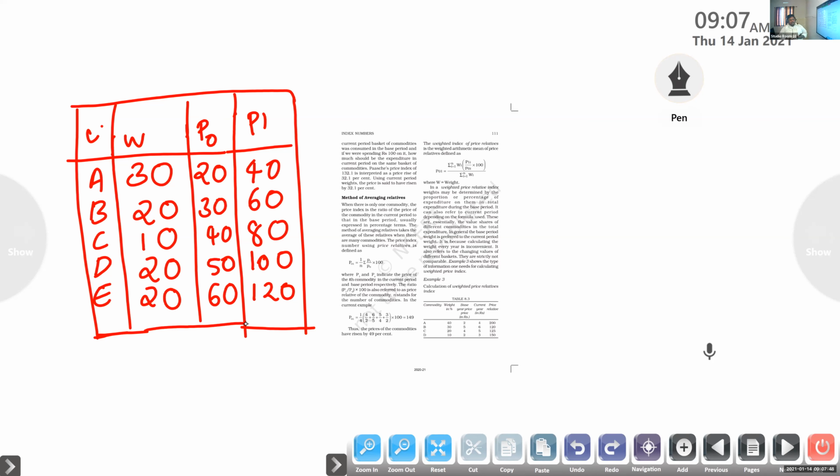Come on, fast, complete it and send me the answer. And just copy this question. Here C is commodity, W is the weight in percentage, and P0 values are there, P1 values are there. So calculate its price relative, then calculate the weighted price relative index.